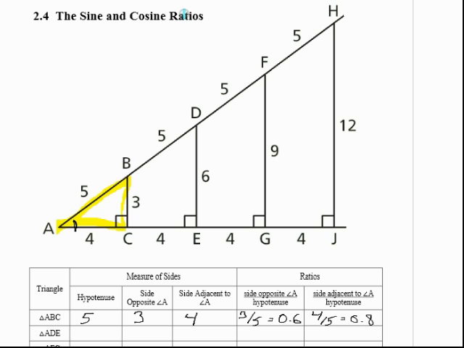Let's look at the next triangle, ADE. We'll go from A to D to E, back to A again. And this one, the hypotenuse is 10. 5 and 5 is 10. The side opposite is 6. The side adjacent is 8 because there's 2 4s. So the ratio of opposite to hypotenuse is 6 over 10, which is 3 over 5, which is 0.6. And the side adjacent to the hypotenuse is 8 over 10, which equals 4 over 5, which is 0.8. Are we seeing a pattern here?